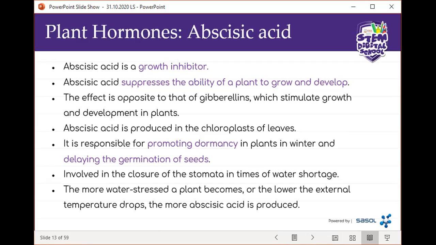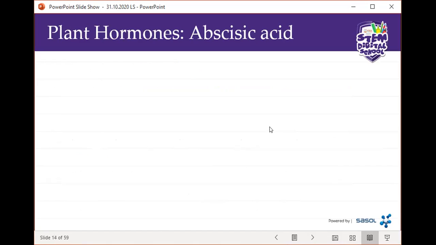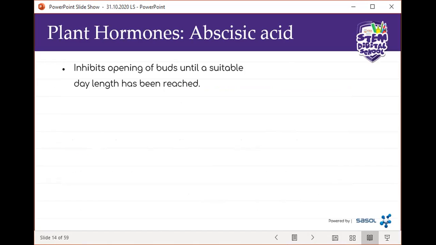So it is very important, guys, to note the function of each hormone that is covered and to know what it does in a particular part of the plant. We'll continue with abscisic acid.